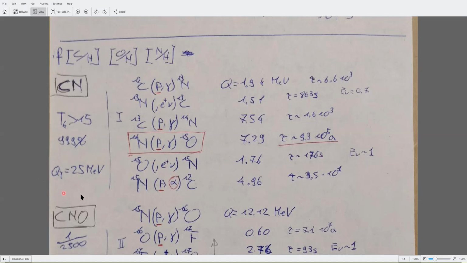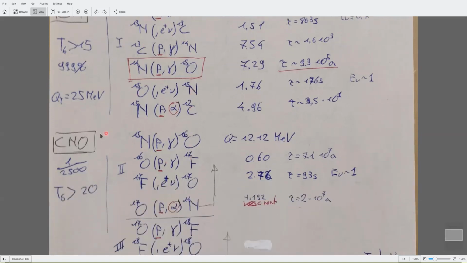You have a total production quite similar, 25, and this reaction is really important above 15 million. In stars where the core is hotter than 15 million Kelvin, you start to have the CN cycle and production in this way.